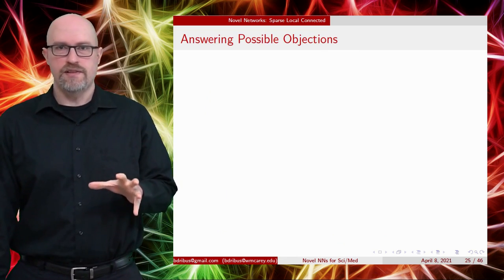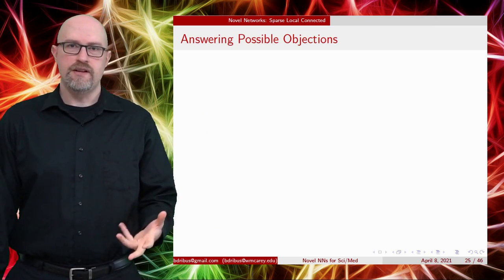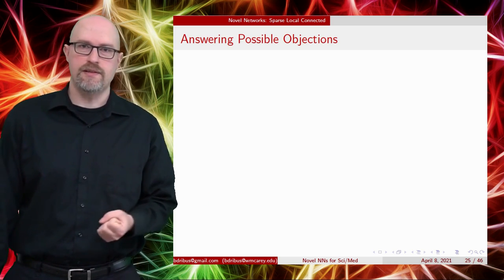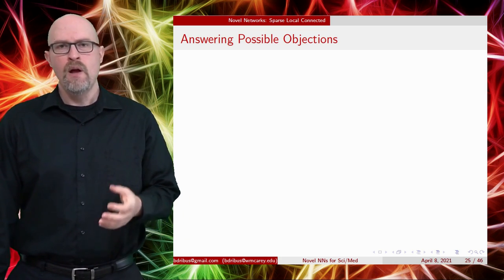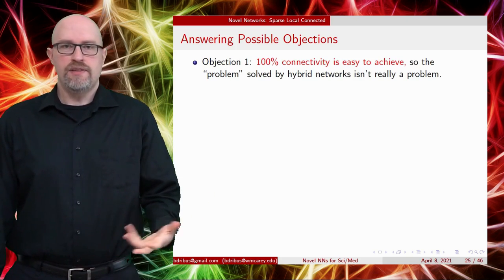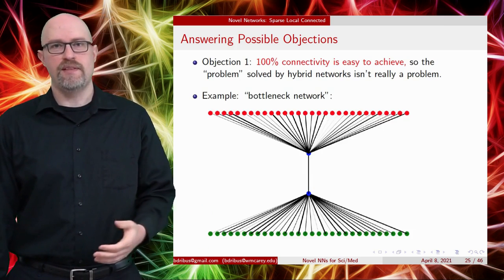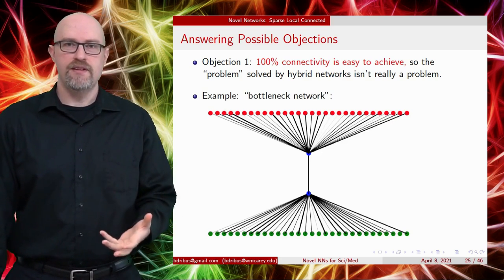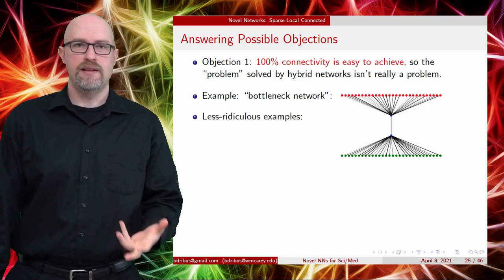The potential advantages of novel hybrid network architectures are striking, but my description here necessarily compresses certain details and raises questions and possible objections. The rest of this video is devoted to answering a few of these. One possible objection is that it is easy to achieve 100% connectivity using architectures I didn't mention. For example, here is a very sparse network that's 100% connected. Now, nobody will take this specific network seriously, but there are many less ridiculous instances of 100% connected networks.